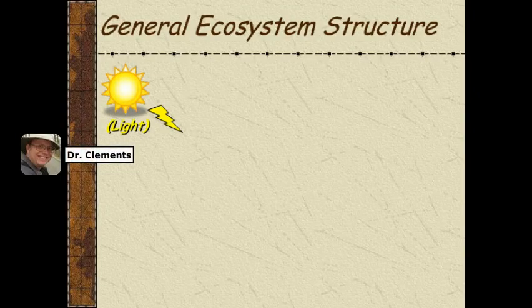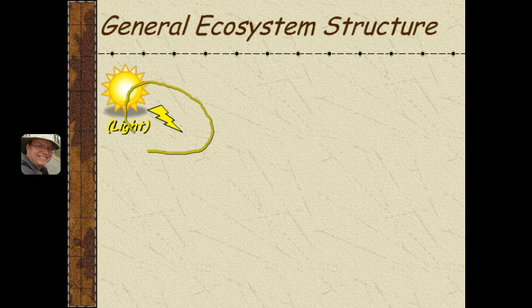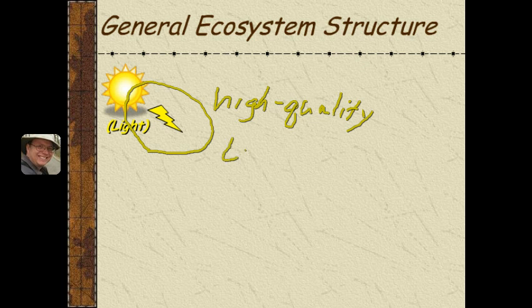We'll start out our ecosystem by putting in our primary energy source. The primary energy source for all the ecosystems that we're ever likely to come in contact with is, of course, the sun. The sun is providing energy, and it's providing very high quality energy, in the form of light. High quality sunlight. That's what's driving our ecosystems and making our ecosystems work.